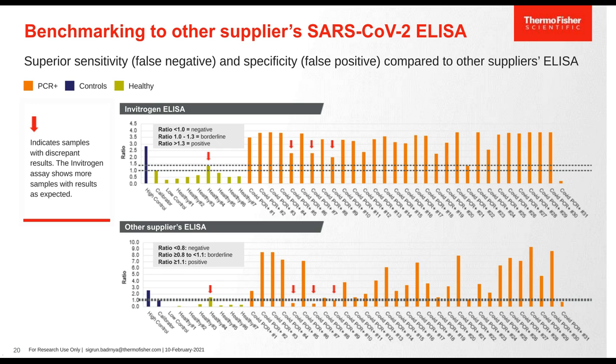Furthermore, 3 PCR confirmed positive samples that could be verified in the Invitrogen ELISA were found to be borderline or clearly below the cutoff level and thus identified as false negative in the competitor assay. Overall, the Invitrogen ELISA shows more samples with results as expected and therefore outperforms the other suppliers' assay regarding specificity and sensitivity.